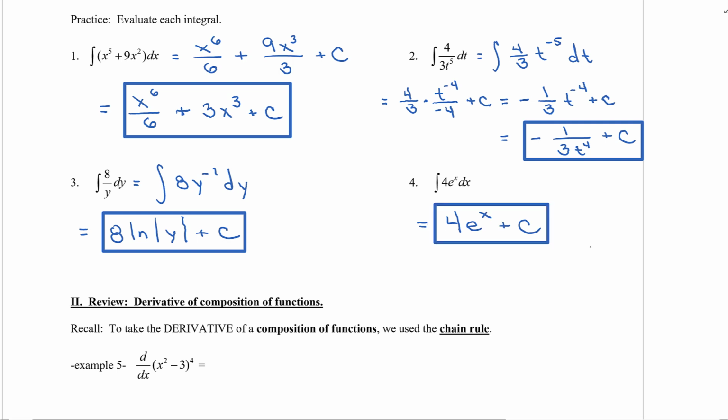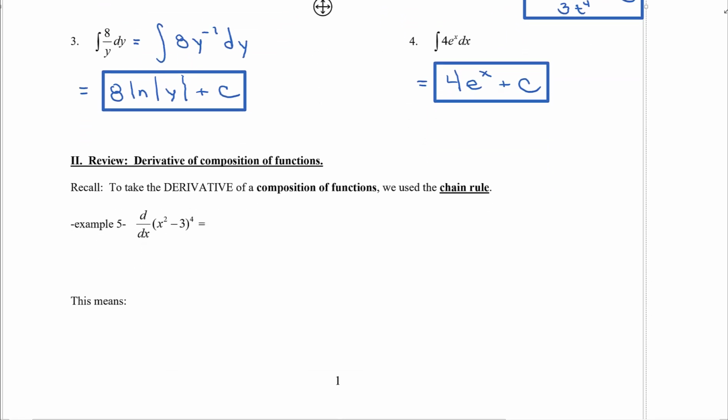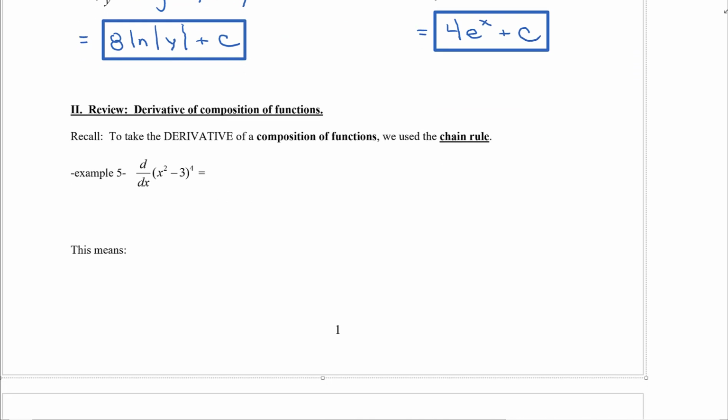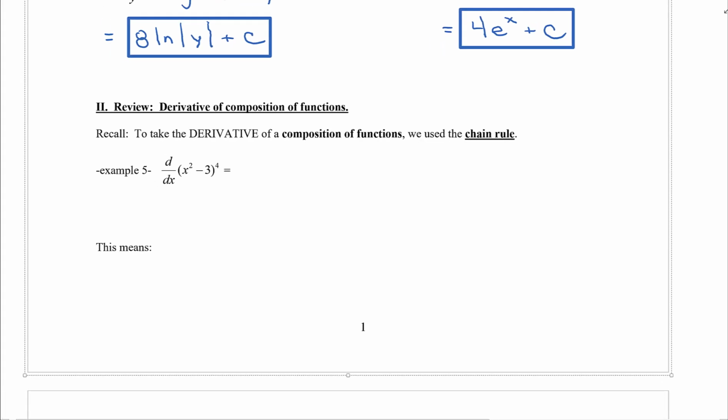Section 2, review. Derivative of composition of functions. Recall, to take the derivative of a composition of functions, we used the chain rule. Example 5, d dx of (x squared minus 3) raised to the 4th power is equal to. Before I do this problem, I'm going to go ahead and put a cloud around the words the chain rule, because here we really need to remember to use the chain rule.